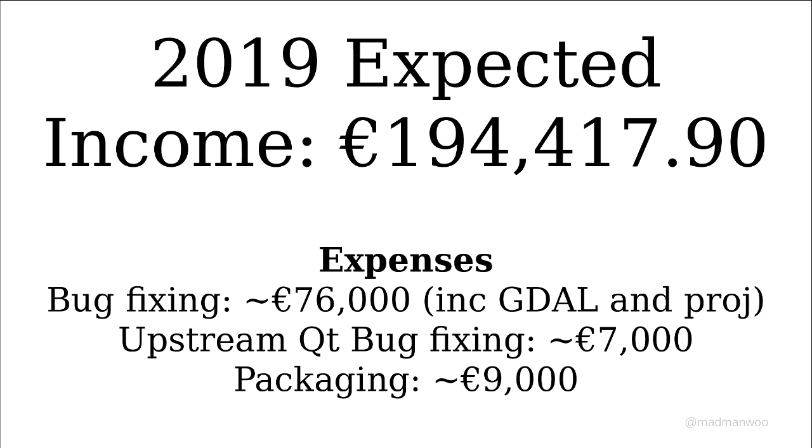So this is the expected income for this year, roughly. It's going to change, obviously, because this is the end of 2019, but I didn't actually check the budget when I wrote these slides. So that's how much income we were expected to get when I originally wrote this slide, because we haven't got a 2020 budget yet. But there's a substantial amount that goes out to bug fixing. It also goes out to bug fixing our dependencies as well. So that money is also flowing upstream, I guess, to GDAL and Proj and any of the other dependencies.